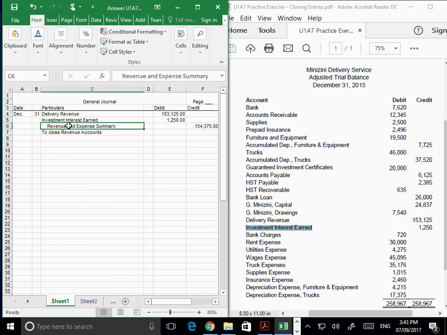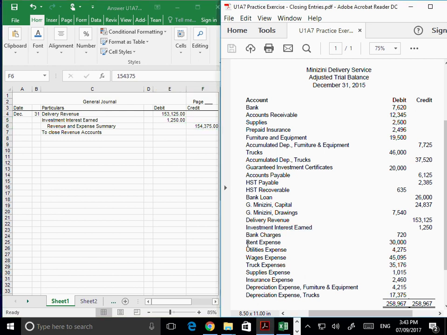What I do with that balance is I credit it to something called revenue and expense summary. This is a very temporary account that will last for 3 journal entries. That's it. It will only be used when we do closing entries, but we want to make sure that when we debit the amounts to the revenue accounts to give those zero balances here and here, we credit that to the revenue and expense summary.